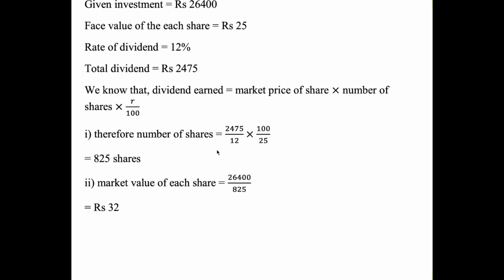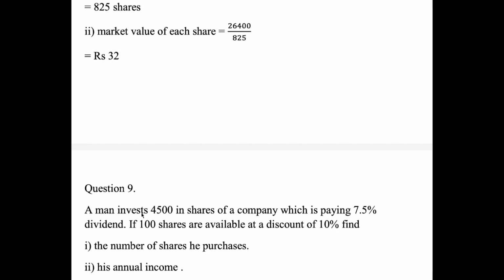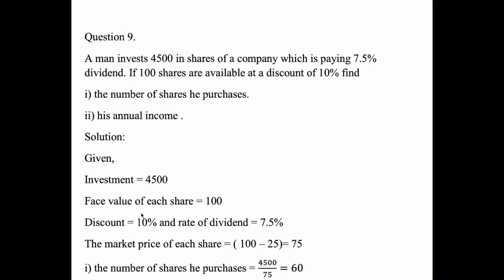So now apply a small formula. We know that dividend earned is equal to market price of the share into number of shares into R by 100. So number of shares will be 2475 divided by 12 into 100 divided by 25. That will be the 825 shares. Market value of each share, that is the 26,400 divided by 825, that is rupees 32. Come to the next problem.